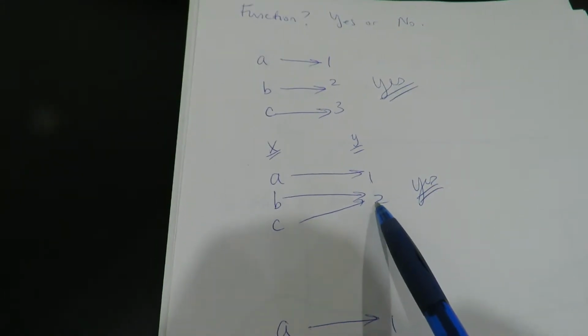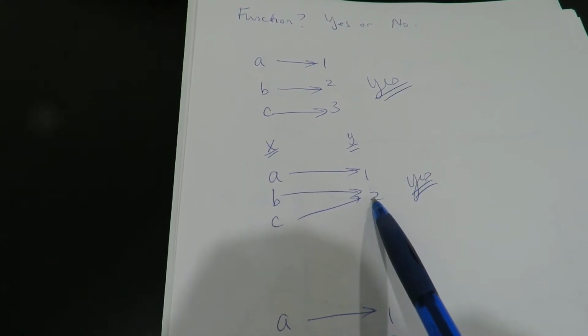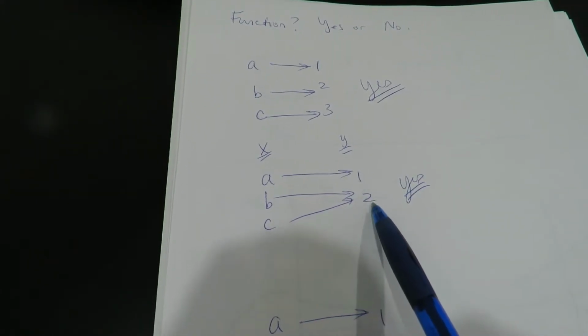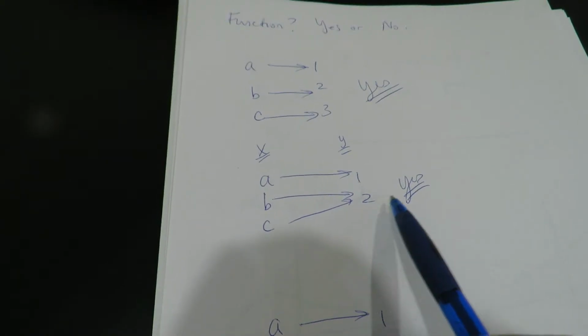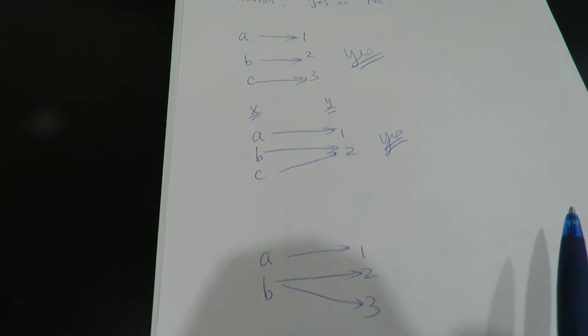C goes into the ice cream store and gets strawberry. So B and C happen to like the same flavor, but they each just only got one item. So that's a function. We know that they're only going to go to one item.